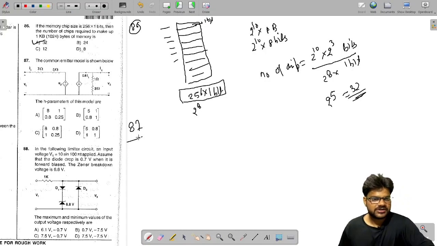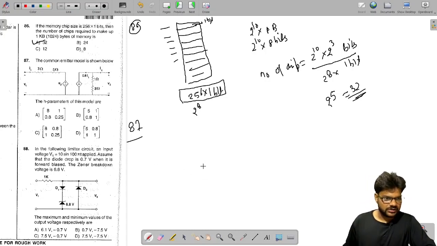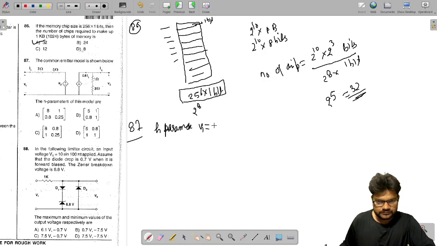The common emitter model is shown below. The H parameter of this model is, we know the H parameters. We know that V1 equals H11 I1 plus H12 V2, and I2 equals H21 I1 plus H22 V2.